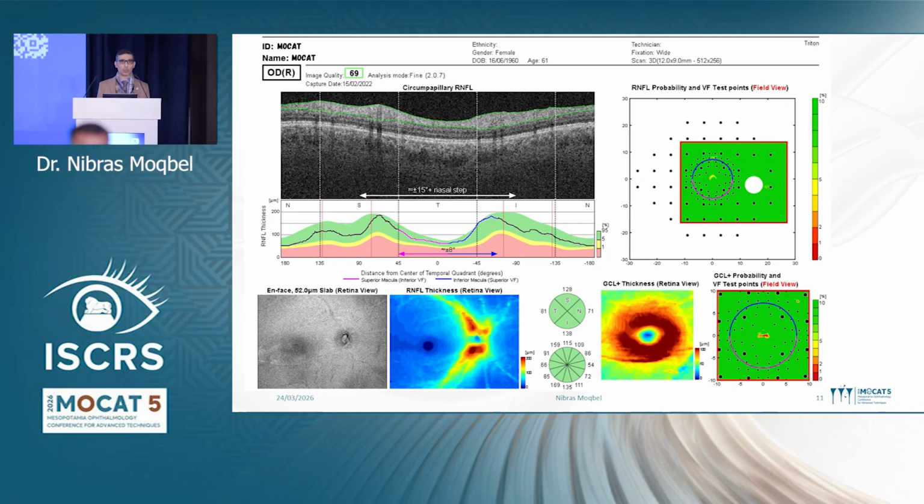Looking at the reports, where do we look first? First, we will look at this image. This is the B-scan image of the circumpapillary retinal nerve fiber layer, which is this green circle surrounding the optic nerve head. So what do we look at here?